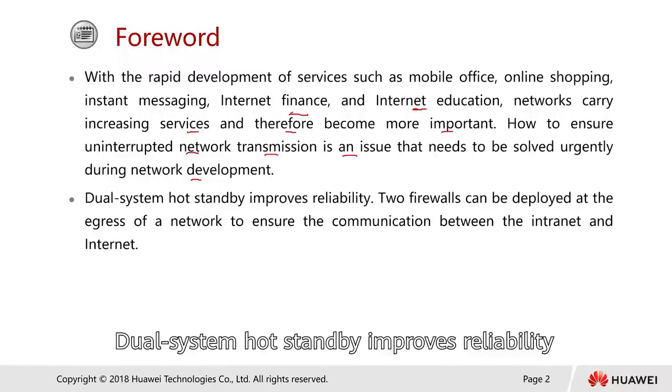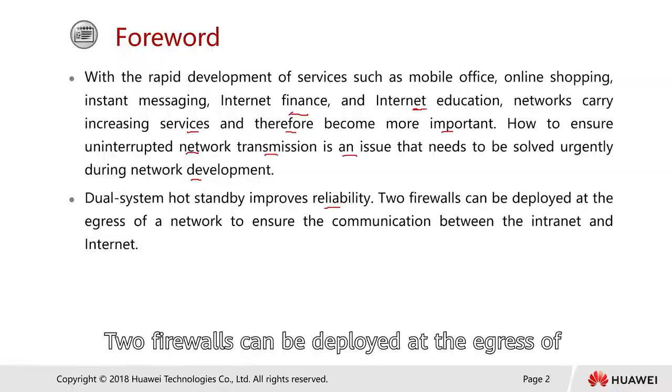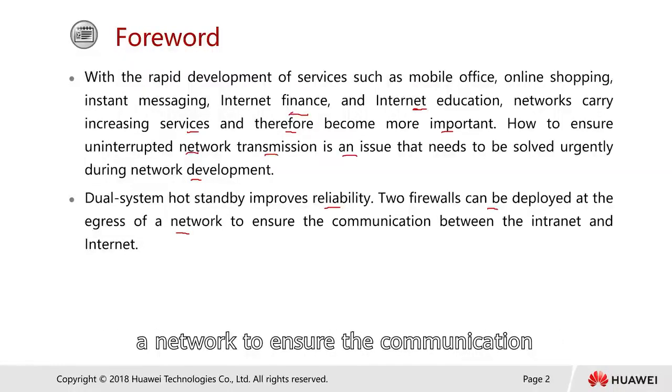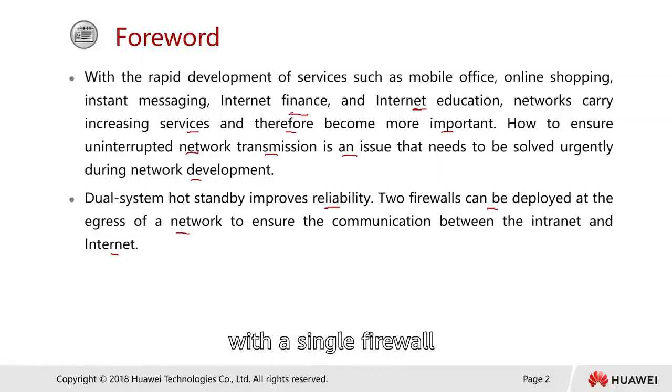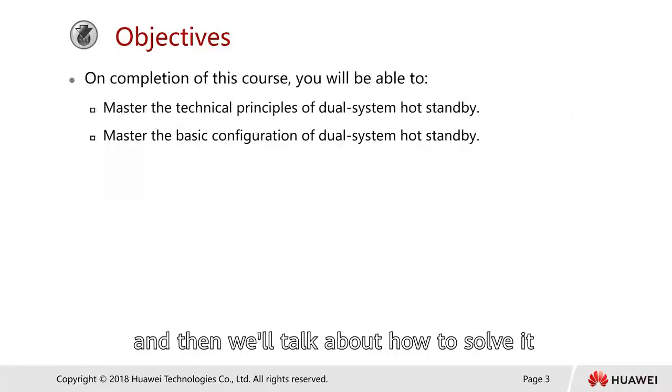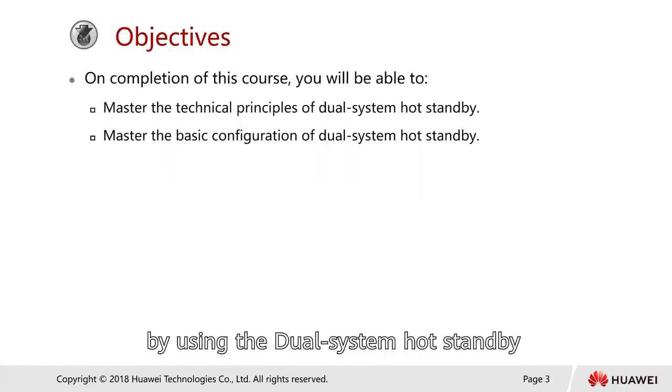Dual system hot standby improves reliability. Two firewalls can be deployed at the egress of the network to ensure the communication between the intranet and the internet. So we will talk about what the issue with a single firewall is, and then we'll talk about how we solve it by using the dual.